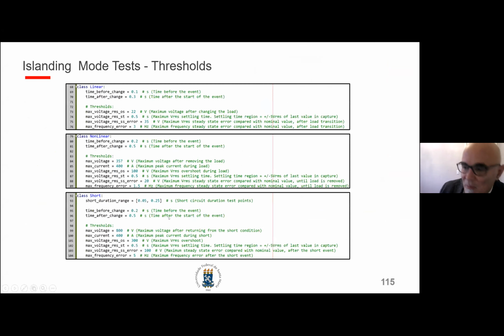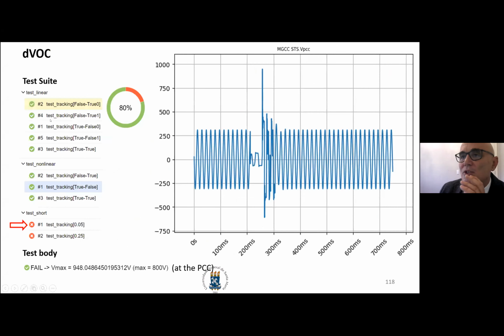okay, I think my time is over. I just want to show one result to summarize. Here is the short circuit test where the DVOC has failed. We have this 500 millisecond short circuit. The current is limited by the inner current loop. It fails because there was an overvoltage after the short circuit clearing. What I mean is that this is difficult to predict from a linear model, so you have to do this in simulation.